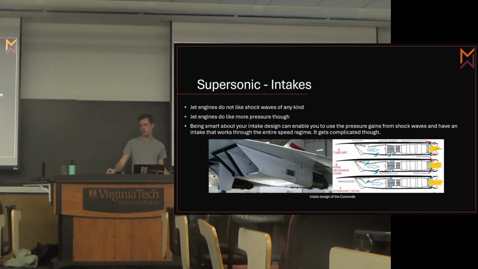So if you see these big triangular intakes where they have a leading edge and they go straight back and there's a lip a little bit backwards, that's what they're doing. They're using shock waves to give themselves a pressure increase. And what they're also doing is isolating the shock waves from the engine. So by doing this, I slowed my air down.